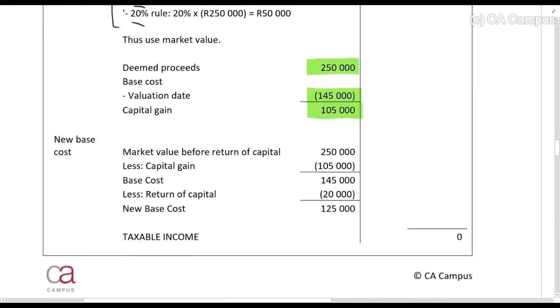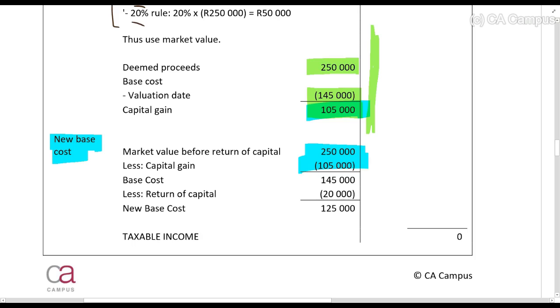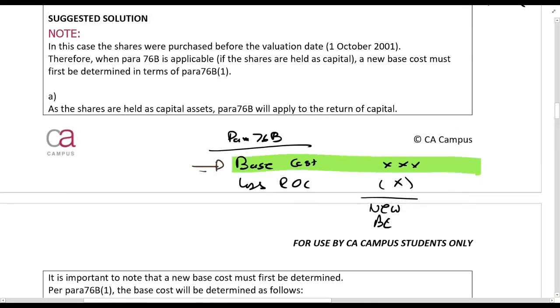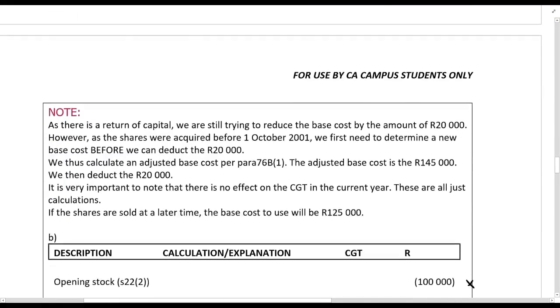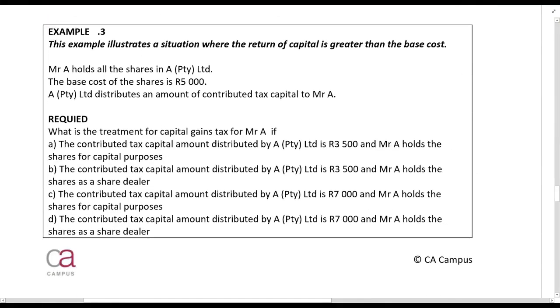I want you to see, here's my CGT column, and this line I've drawn here is very deliberate to show you that nothing is taking place here. You are then treated as if you bought it for 250,000, less that capital gain. That gives you the base cost of 145. This is our new base cost, right? But let me just make sure you see. This is our base cost here before the return of capital. Then we have a return of capital, so that is our final new base cost there, the 125,000 rands. Guys, step by step, follow it in the same process, and that is what you do there.